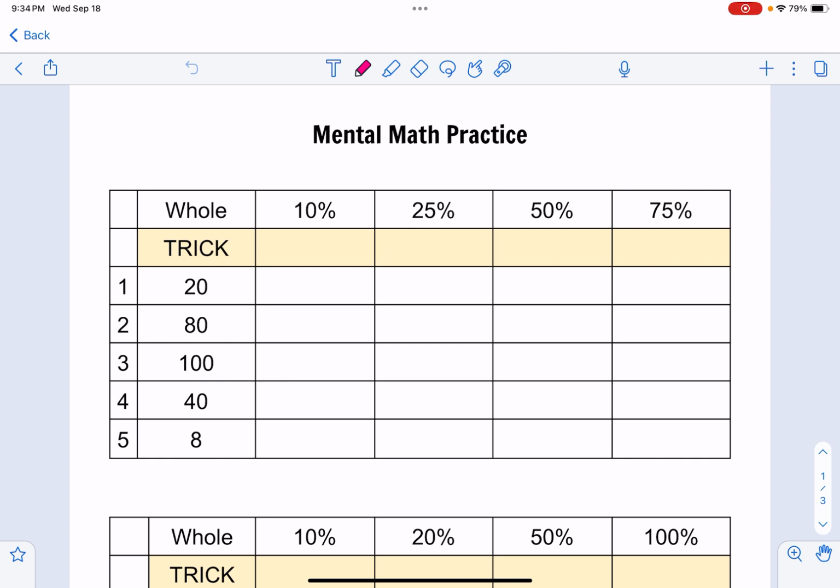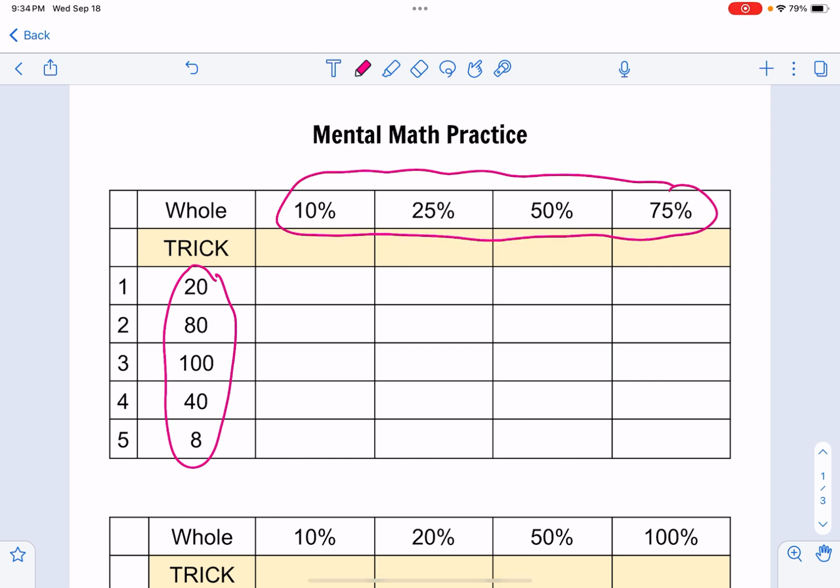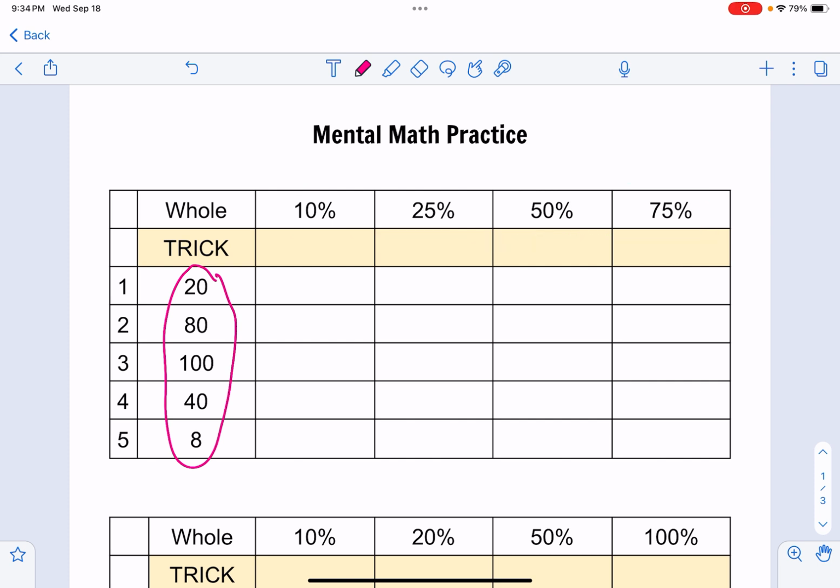So the way this worksheet works is these are going to be the numbers that we're finding the percents of, and these are the different percents that we're going to be finding. And there's a trick for each of them. So for example, the first thing that we're going to do is learn the trick for 10%. And when we are finding 10% of a number, we are thinking of how many times 10 fits into 100.